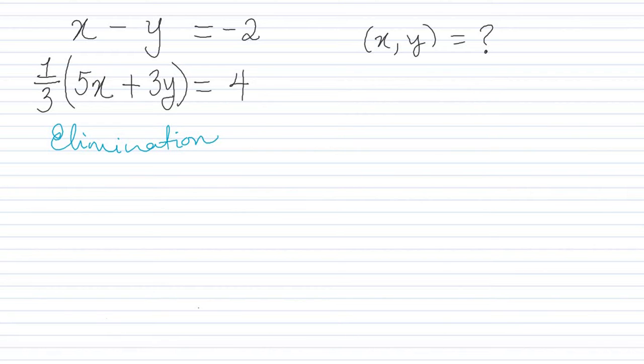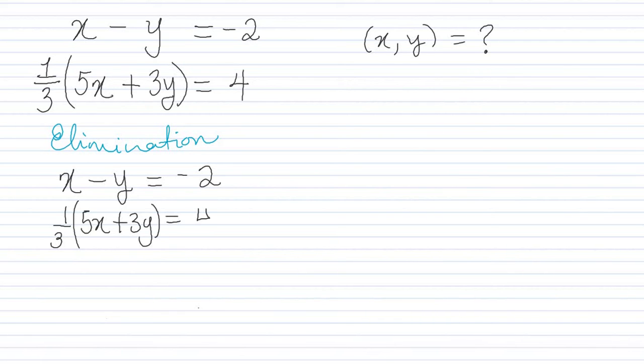And in the process of elimination, we're trying to get both values of x and y by, first of all, making one variable equal 0 when adding both equations together, so we can solve for the second variable, which we're going to see now in just a second. So you have x minus y equals -2, and then you have 1/3 (5x plus 3y) equals 4.